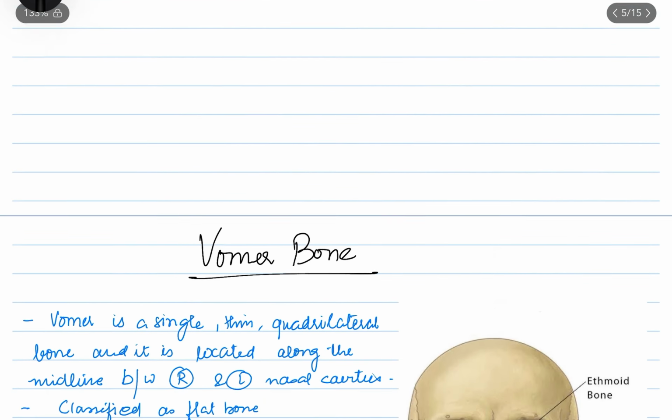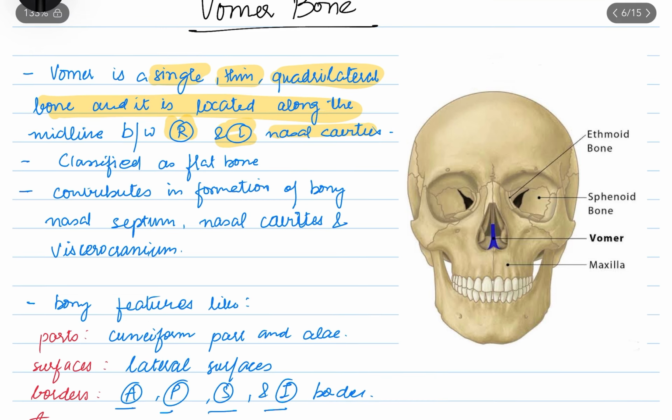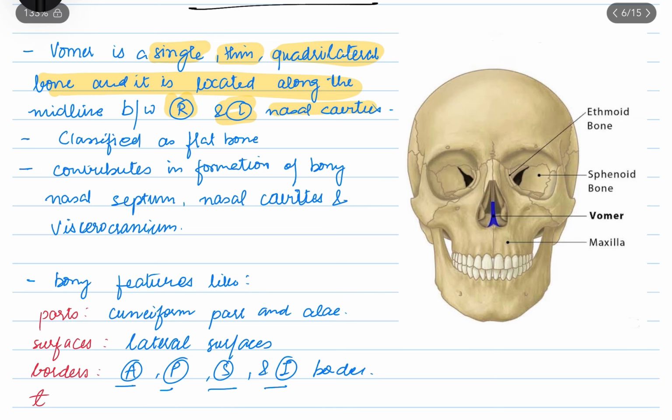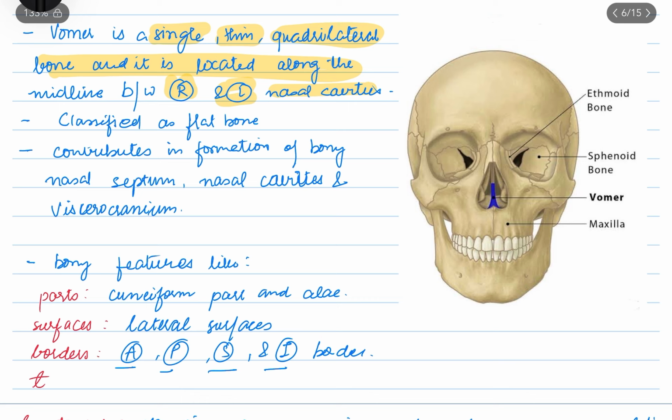Now let's move forward to the vomer bone. The vomer bone is a single thin quadrilateral bone located along the midline between the right and left nasal cavities. The part shown in blue here is the vomer bone. It is present behind the ethmoid bone, classified as a flat bone, and contributes to the formation of the bony nasal septum. These are the bony nasal cavities.